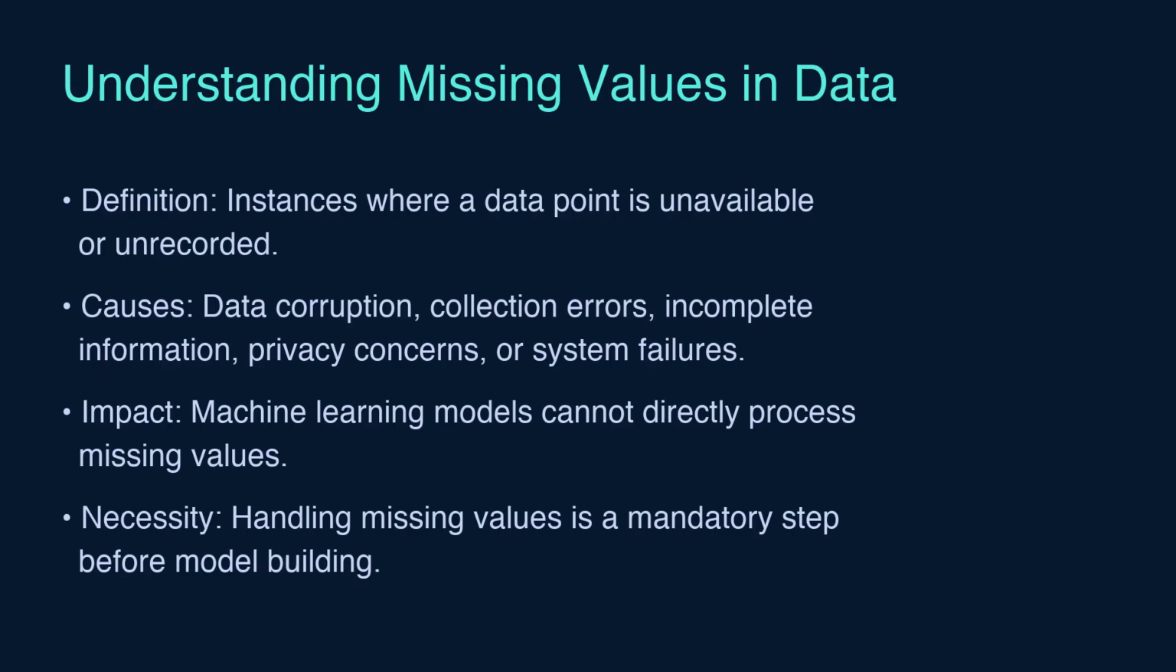Regardless of the cause, the critical point is that most machine learning algorithms are not designed to handle missing values directly. Feeding raw data with NaNs or empty strings to a model will typically result in errors or, at best, produce unreliable predictions. Therefore, identifying and appropriately handling these missing values is not just a good practice. It's an absolutely mandatory step in the data preprocessing pipeline to ensure our models can learn effectively.